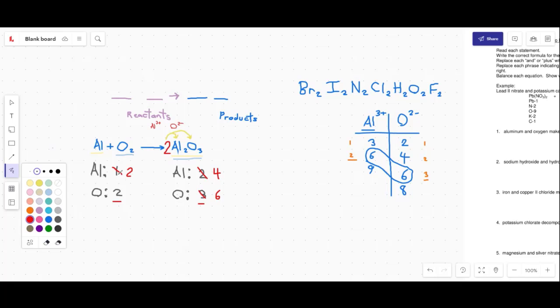And 4 on the right. Yep, change it to a 4. Exactly. So this is going to be a 4. Change this to 4. Now aluminum's balanced. Now I can balance the oxygens. I have 6 on the right hand side and 2 on the left hand side. What do I put in front of the oxygen to balance it?